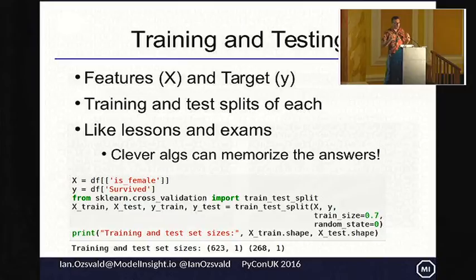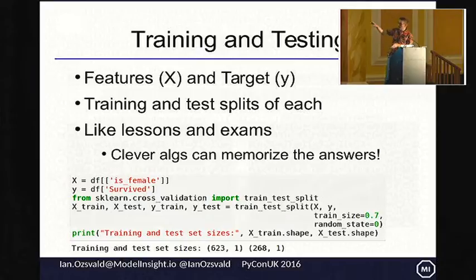So now we've got to think a bit about how we use this data in a machine learning context. There's kind of a whole academic course packed into this one slide, so I'm just going to give you the super highest level overview. We're going to have features and a target. Features are the things that you're learning from. The target is the thing you want to learn. The thing we want to learn is whether somebody lived or died. So is that survived column a one or a zero?